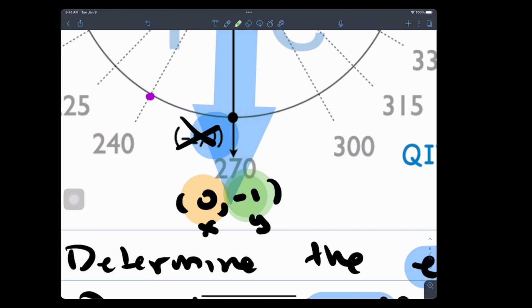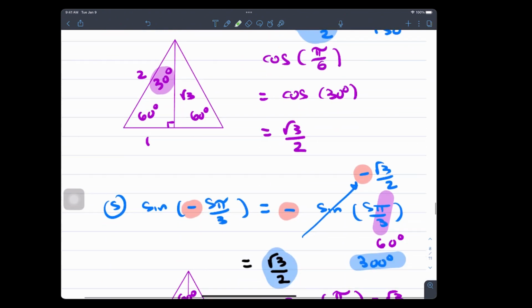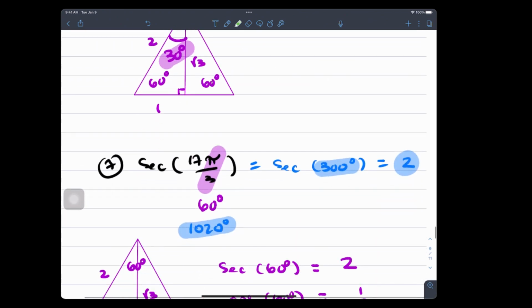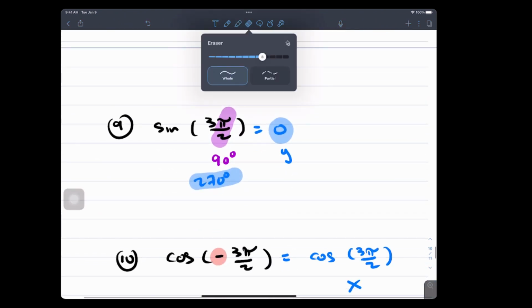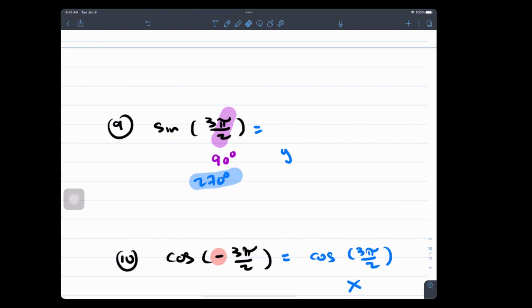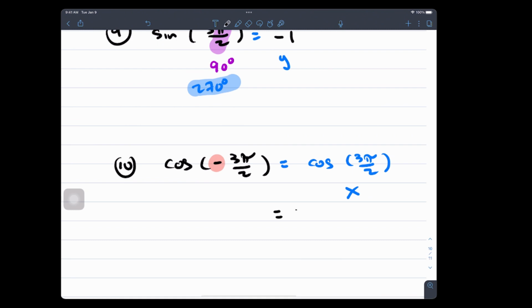0, negative 1. All right, let's fix this answer here. So the y coordinate was negative 1 for the prior answer, right? So if we go, okay, what is this? Yeah, so this will be negative 1 because it's the y coordinate. Okay. And then this is going to be what? 0. Good.